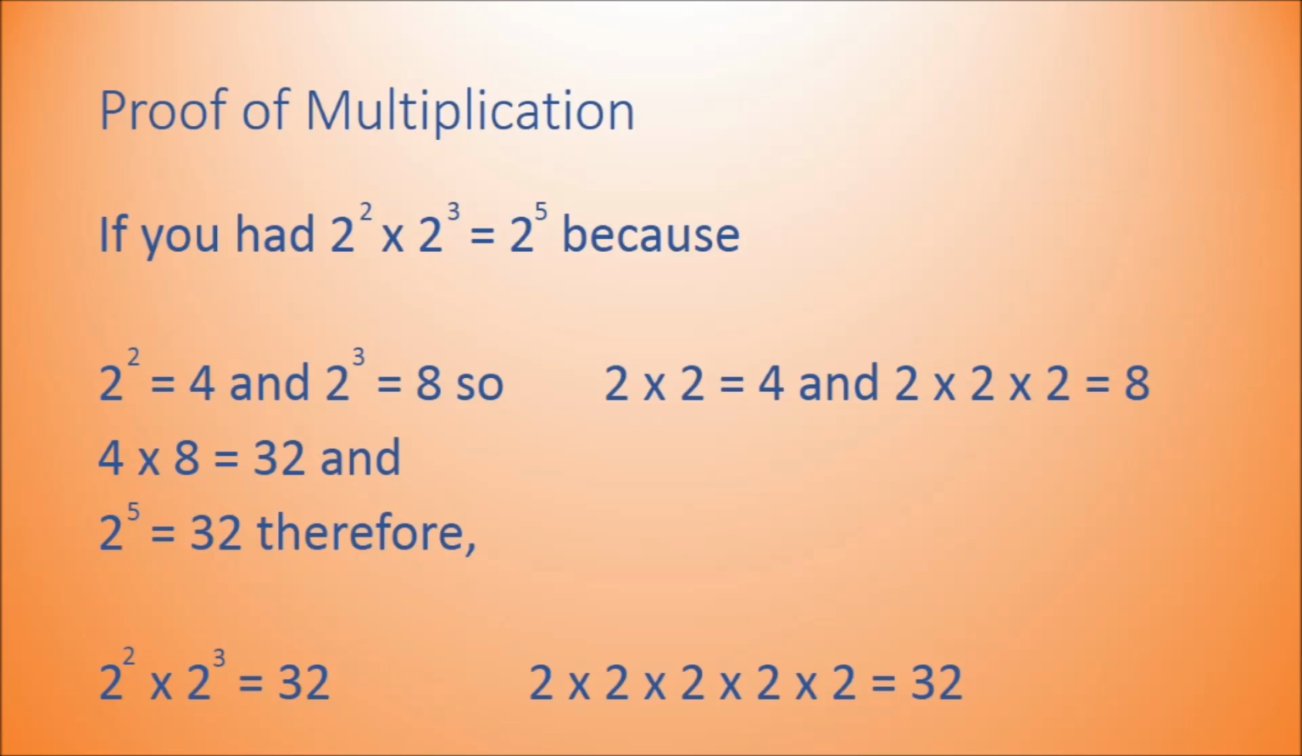Alright, so here's a proof for that. If you had 2 squared times 2 to the third, you'd get 2 to the fifth because 2 plus 3 is 5. But how does this work? Well, if you did 2 squared, you would get 4, and 2 to the third would be 8. And so you have 4 and 8, and 4 times 8 is 32. And 2 to the fifth is also 32. So when you do 2 to the second times 2 to the third, you get 32.